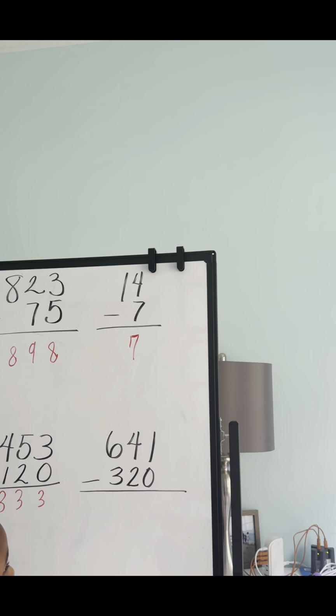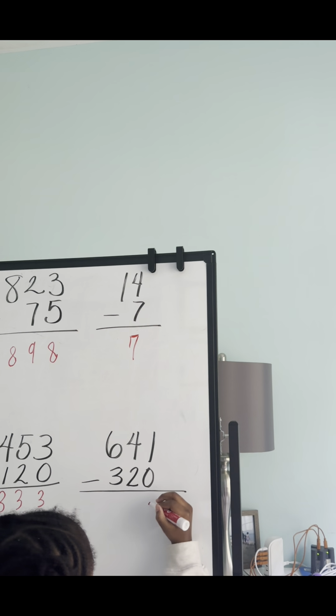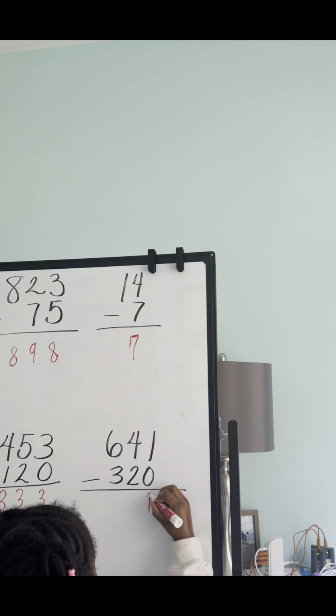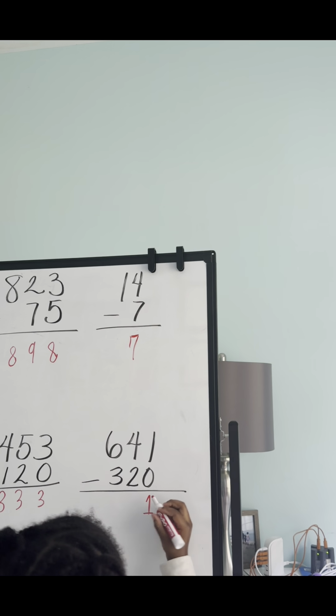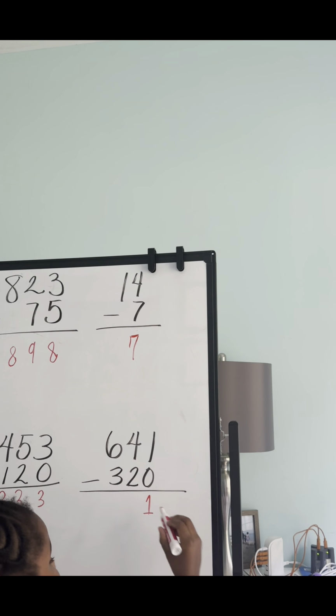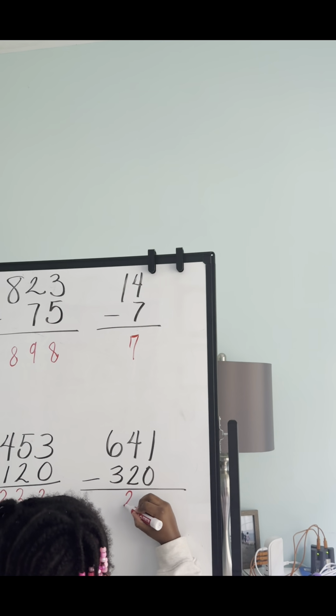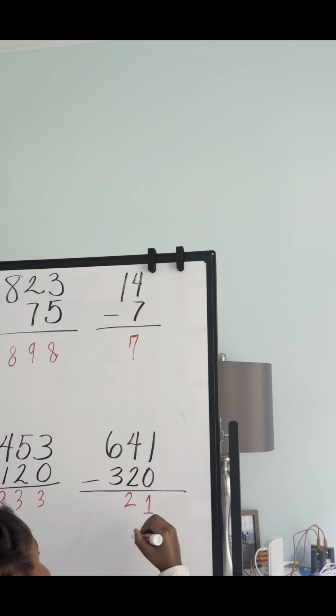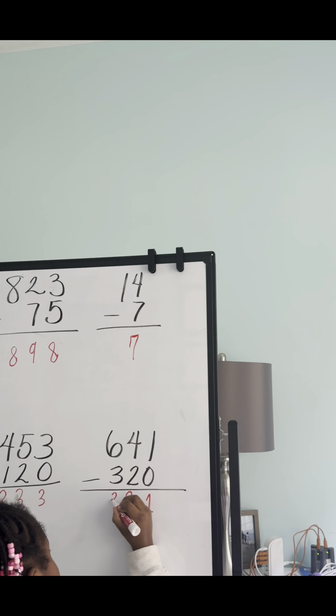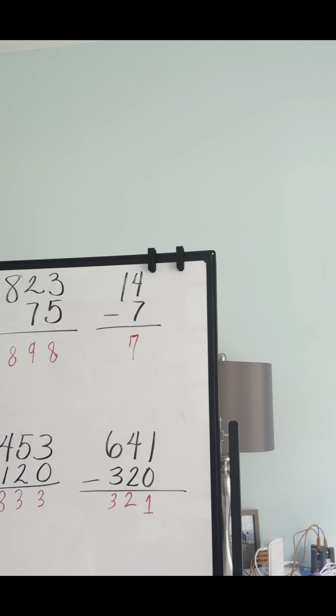Can you read that problem out loud? 641 minus 320. Very good. All right. So we always want to start in the 1's place value. 1 minus 0 is 1. Good. And then 4 minus 2 is 2. Good. And then 6 minus 3 is 3. Good. 321. Very good.